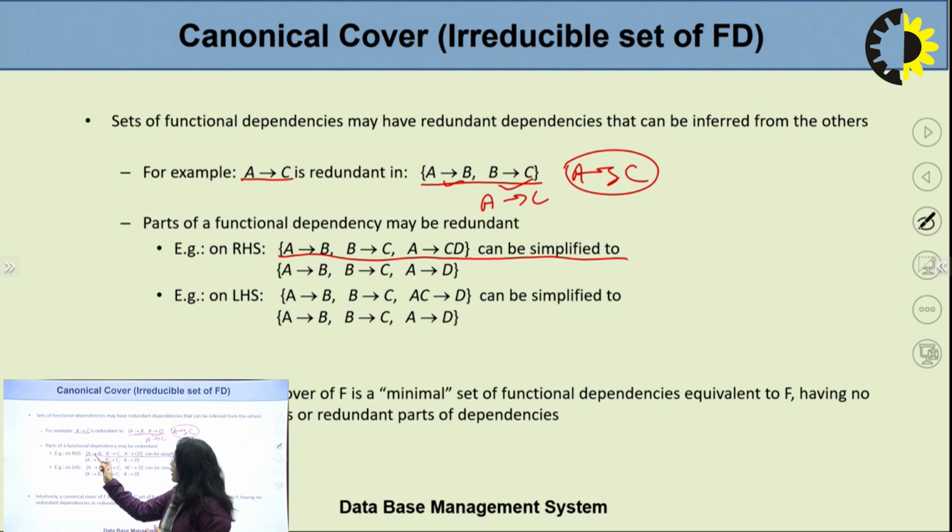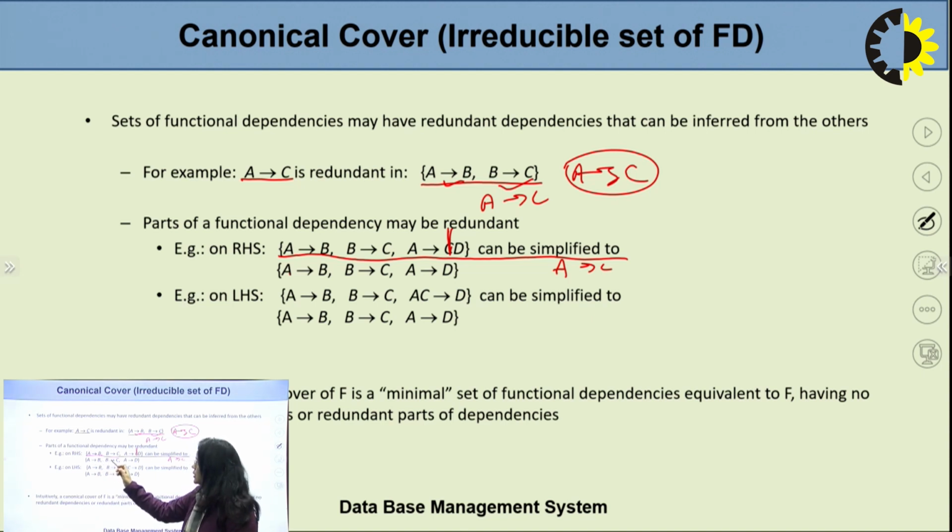Here we can see that A tends to B, B tends to C. So here we can find out that C or D one can be eliminated. If we have A, we can reduce this C. A tends to B, B tends to C. It means what we can reduce? A tends to C. If we know A, we can determine the C. So this C is basically an extra attribute here. This can be eliminated. So how can it be simplified?